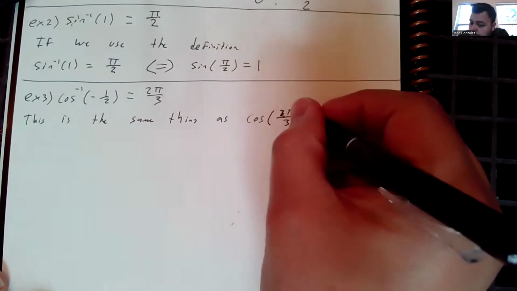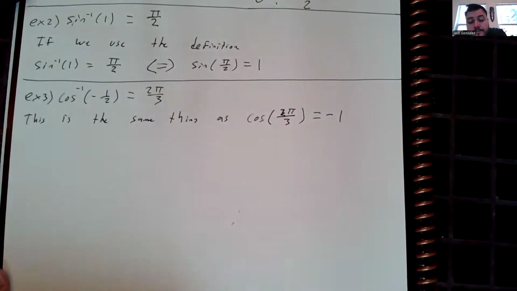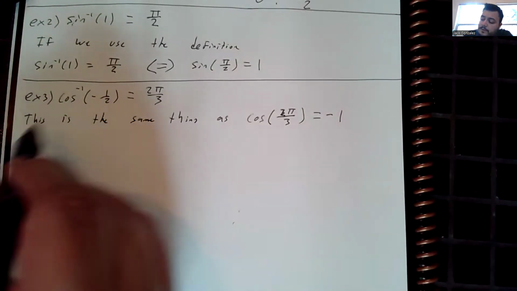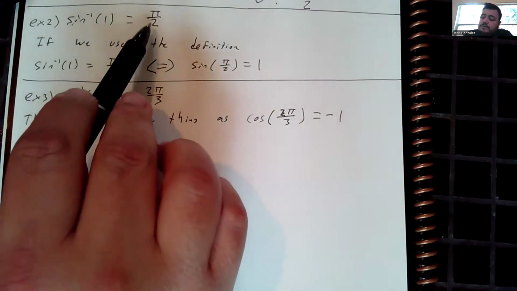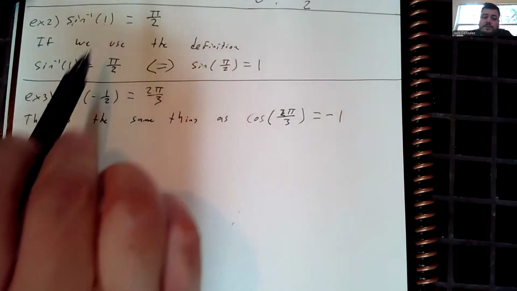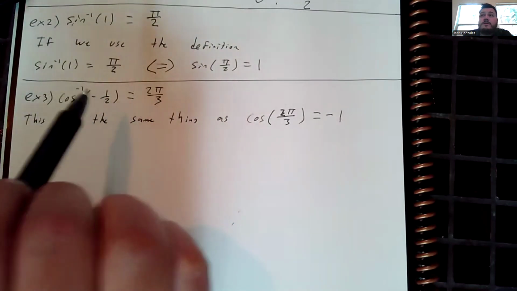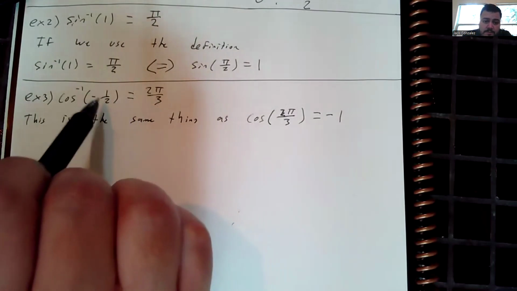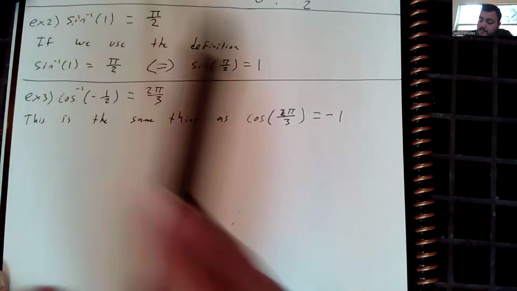2 pi over 3. Again, this is just from the circle. If you're wondering where I'm getting these answers, pause it and go to the unit circle and find out when cosine is equal to negative half, which is the x value, and the angle where it happens.